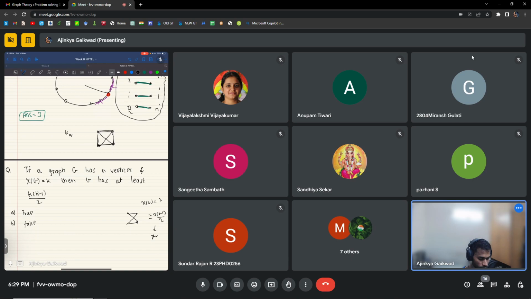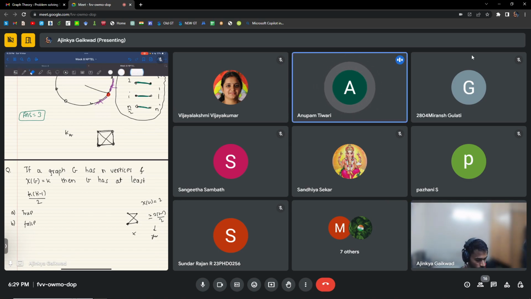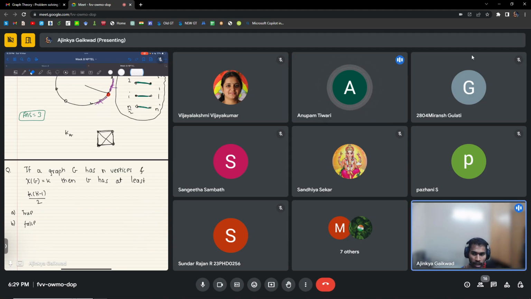So this is not a correct counterexample, because chi of G is 2 and it contains at least 2 into 2 minus 1 by 2 edges. So this is not a counterexample. So this is a true statement. I have checked with 5 or 6 examples, and everywhere it is coming as true. So the answer is true. You are right. But the interesting part is how do you show this for general K?